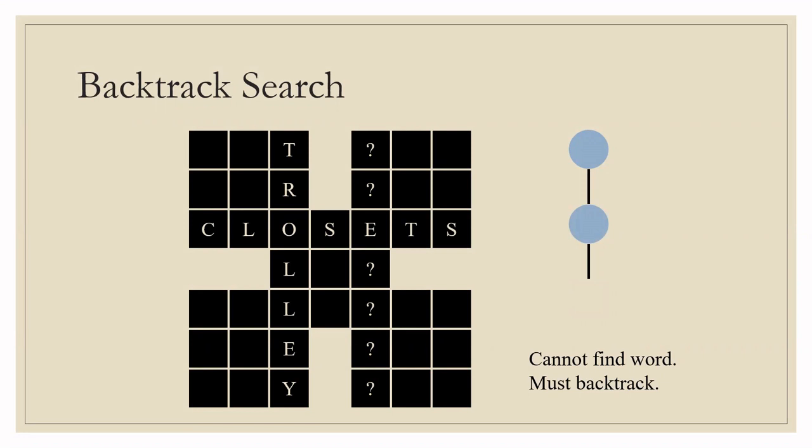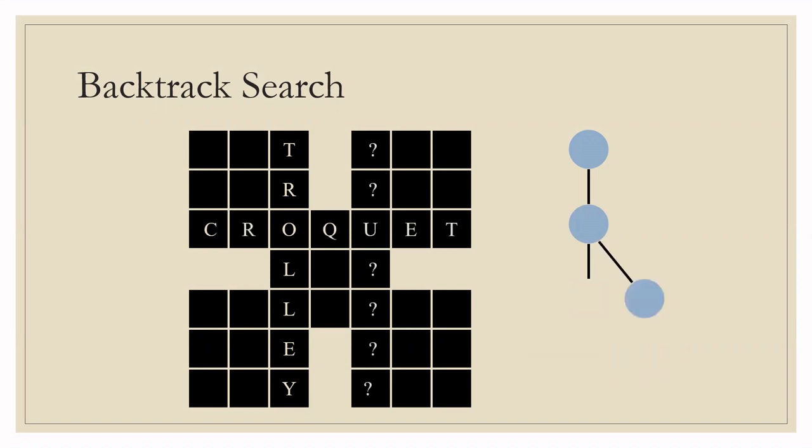So we are backtracking to the previous position, replacing the word closets with croquet. Now we need to find the next word with U at the 3rd position. So trumped is a possible word. So this is how we construct a state space tree in the crossword puzzle.